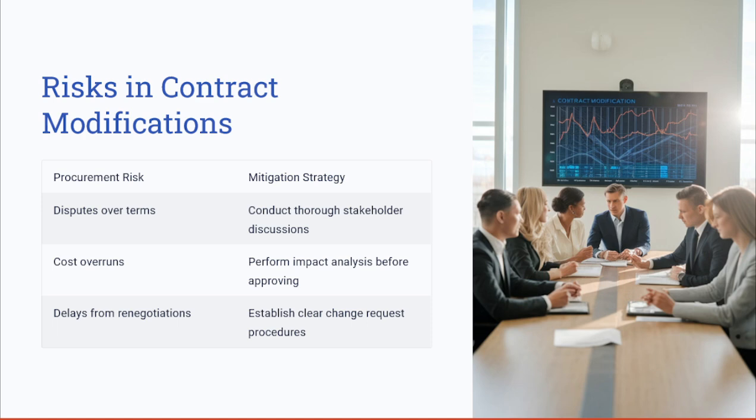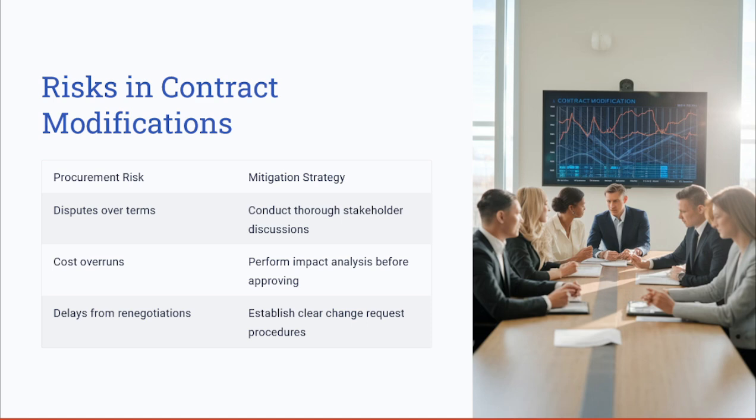procurement and contract modifications. Some of these procurement risks, which we have already discussed, include disputes over the contract terms, and to mitigate such risks, you can conduct thorough stakeholder discussions and legal reviews. You can mitigate the risk of having a dispute over the contract terms. The next risk here is dealing with cost overruns due to changes.